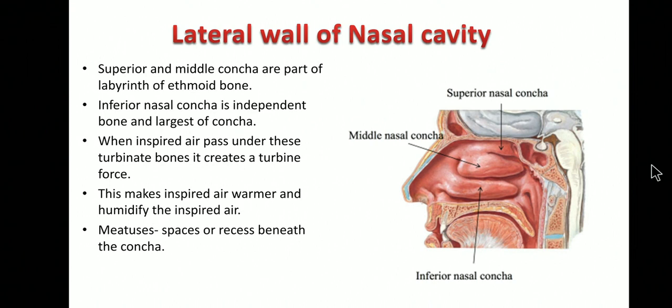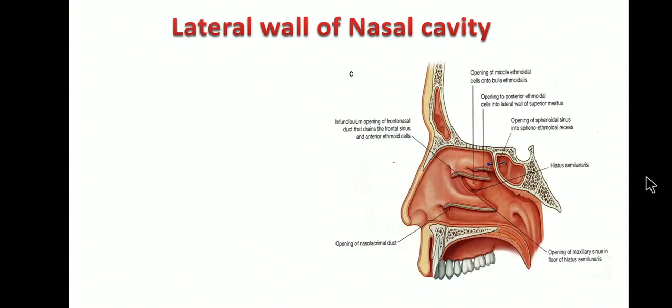conchas or shelf-like projections. Okay, so below or underneath these conchas, you see the spaces which are actually called the meatus. They are regions or spaces underneath the concha. So you have inferior meatus, middle meatus, and superior meatus. So various structures open into these meatuses. So we will try to see what are all the structures opening into these meatuses.